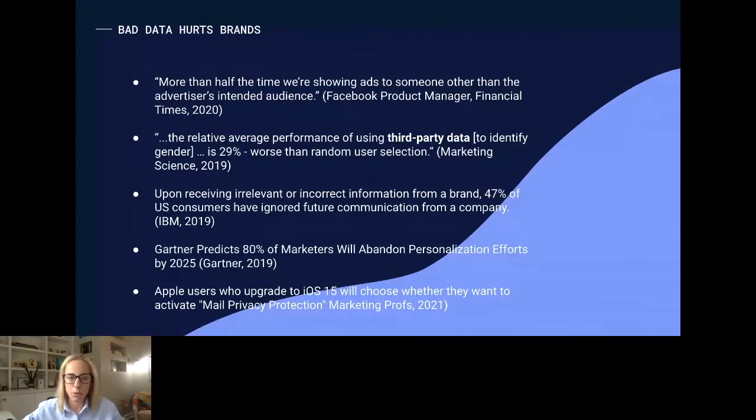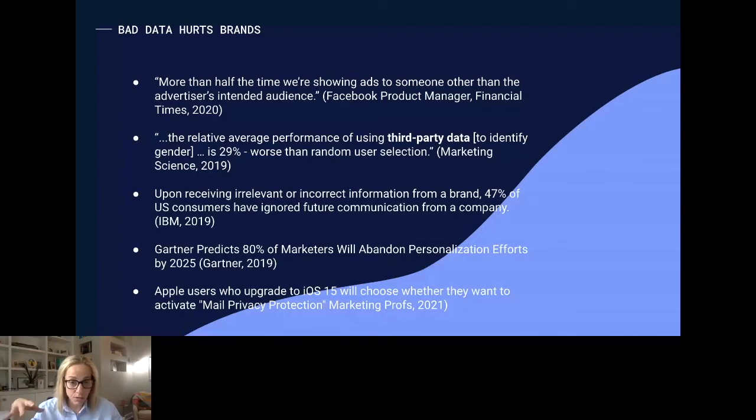IBM published a paper that said upon receiving irrelevant or incorrect information from a brand, 47% of US consumers have ignored future communications from the company. So that's a problem as well. And Gartner has gone so far as to predict that 80% of marketers will abandon personalization efforts by 2025, partially because the data doesn't work and they have not had success with it, and partially because of the changing landscape of privacy. And on that note, iOS 15 is coming out.